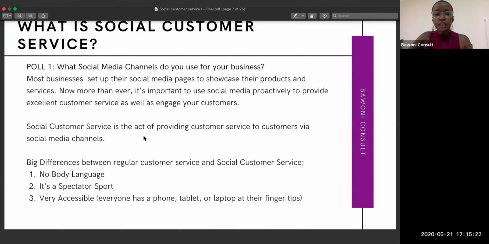Okay, so the next thing is it's a spectator sport. We'll go over these in depth as we go through the slides. And then the third thing is that it's very accessible. Social customer service is very accessible to everyone because everyone has a smartphone, a tablet, a laptop at their fingertips. So they're able to provide feedback to brands, and the brands are able to interact with them easily on social media.